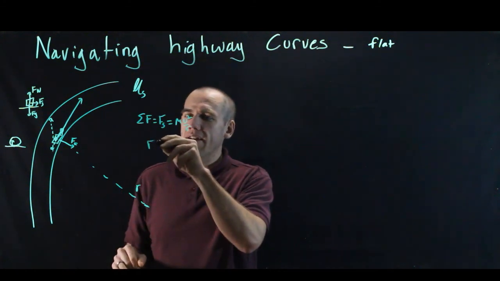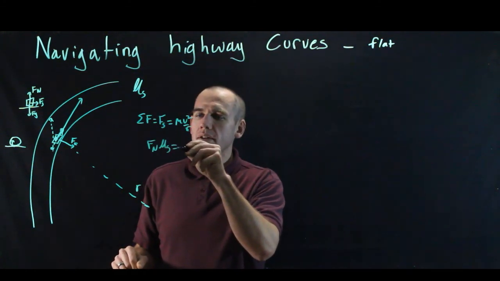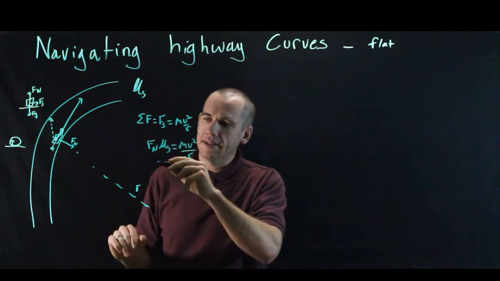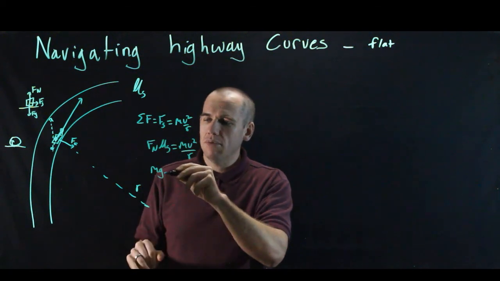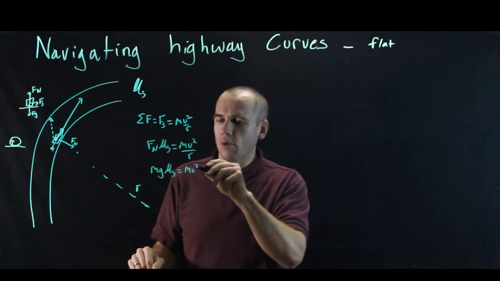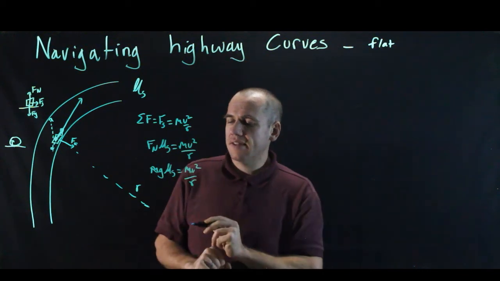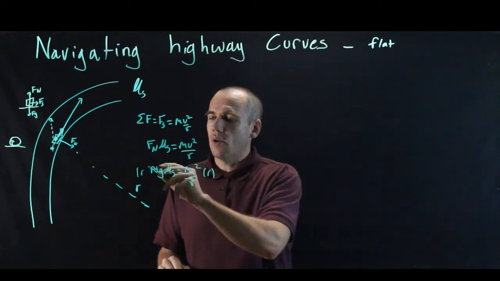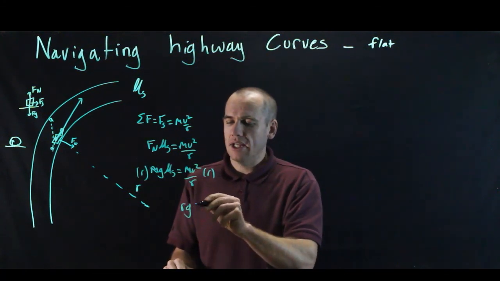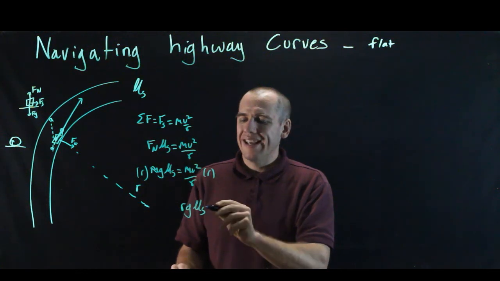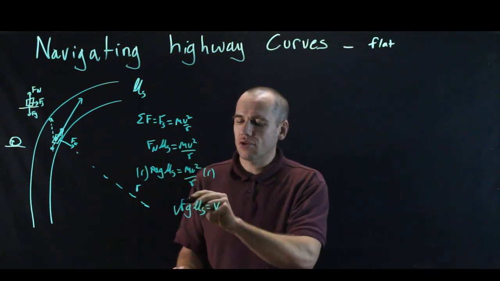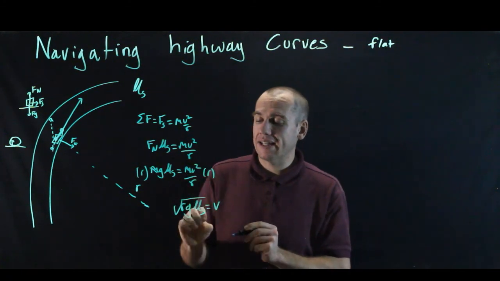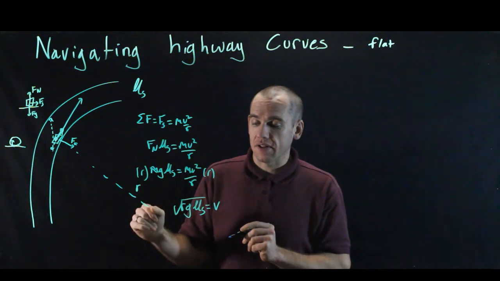Well, Fs is Fn mu s, and Fn in the horizontal flat case is mg. So I have mg mu s equals mv squared over r, and mass is on both sides of that equation, so it can cancel out, and I can multiply both sides of my equation by r, so I get r times g times the coefficient of static friction is equal to velocity squared, so I can square root both sides, and there it is, an expression that will tell me the fastest speed I can navigate a corner on a flat surface.